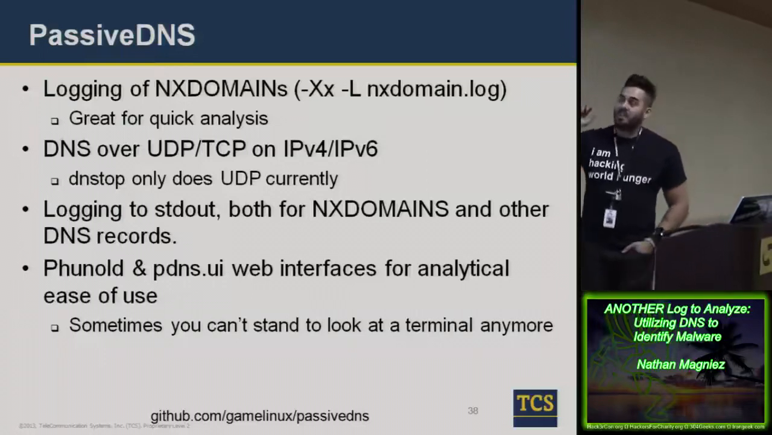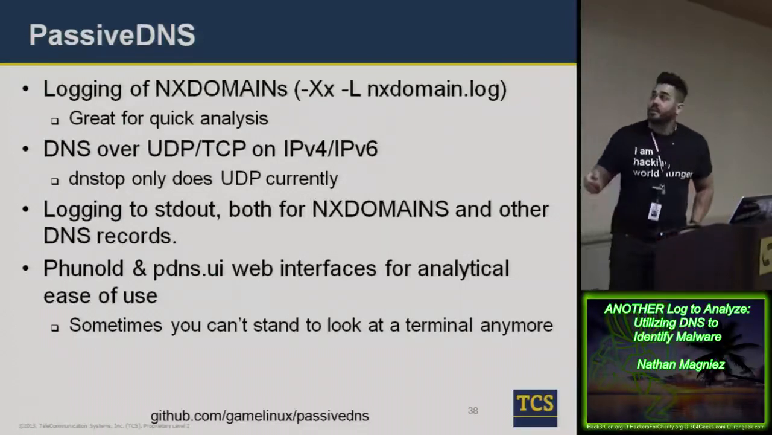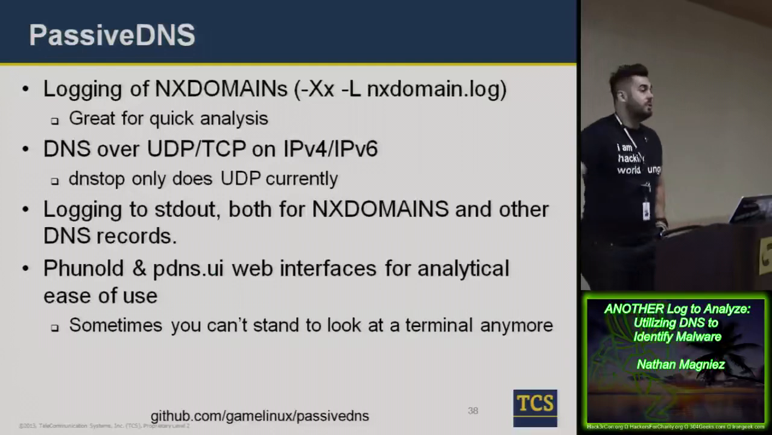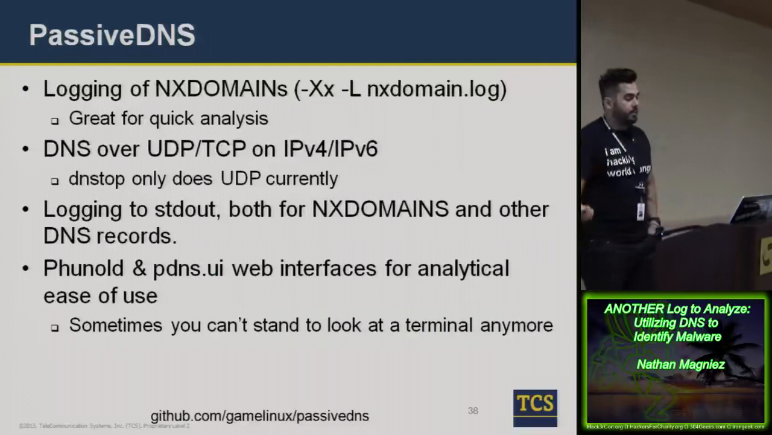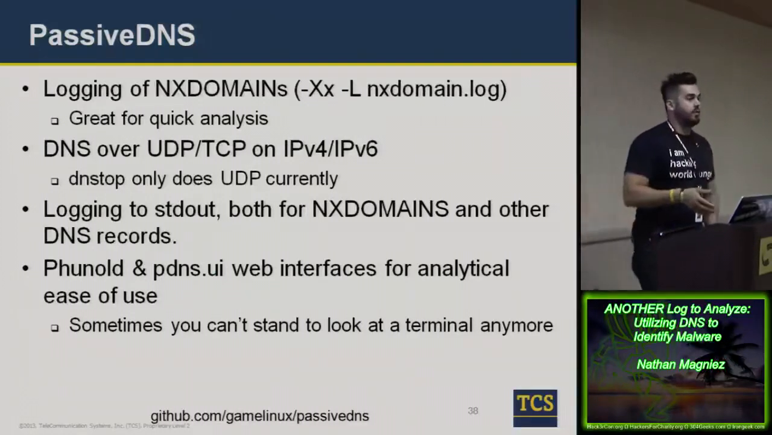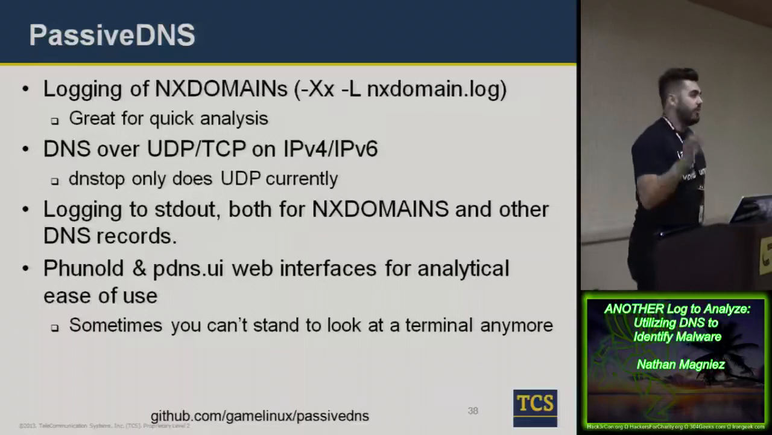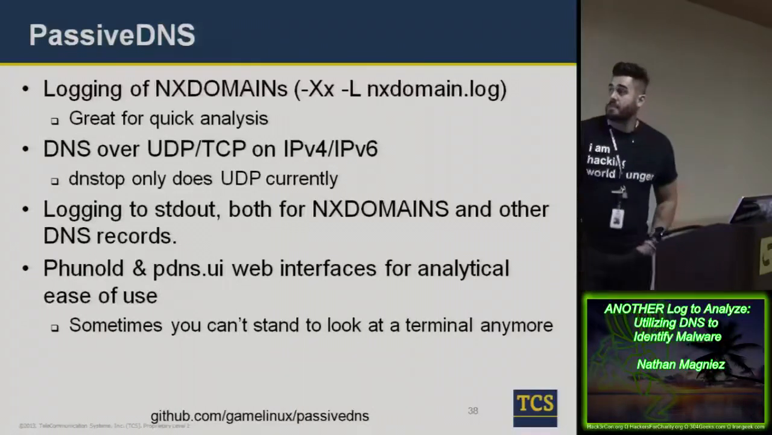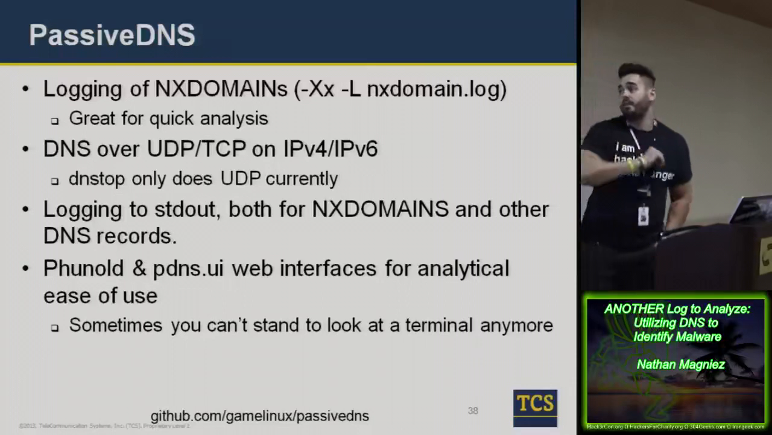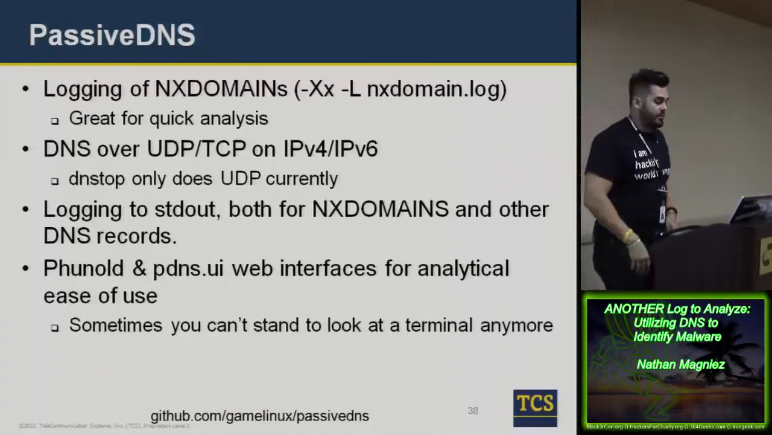So it also can support DNS over TCP as well, and IPv6. DNS Top only does UDP currently. That may not be important to you, but if you're interested in your zone transfer information, that all occurs over TCP. So that logging is important too for seeing who's messing with your DNS servers. Okay, so back on topic. Logging to standard out NX domains and other DNS records. It can do all that as well, so it's pretty good.